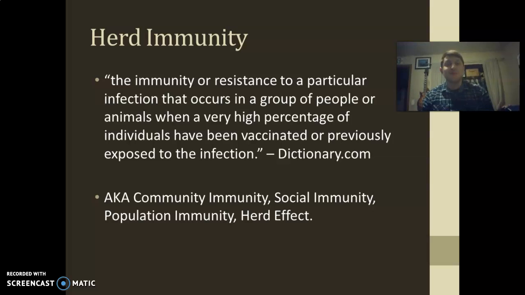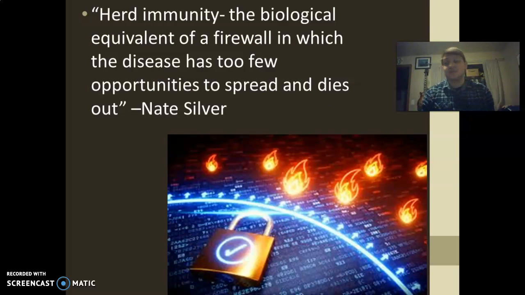So now that we know what immunity is, let's talk about herd immunity. So herd immunity is the immunity or resistance to a particular infection that occurs in a group of people or animals when a very high percentage of individuals have been vaccinated or previously exposed to the infection, according to dictionary.com. It's also known as community immunity, social immunity, population immunity, and herd effect. So, in other words, this is a quote from someone named Nate Silver: herd immunity is the biological equivalent of a firewall in which the disease has too few opportunities to spread and dies out. I like this analogy a lot because for those of us like myself that don't understand medical terms that much and understand computers a lot better, it puts it in a little bit better of an image.